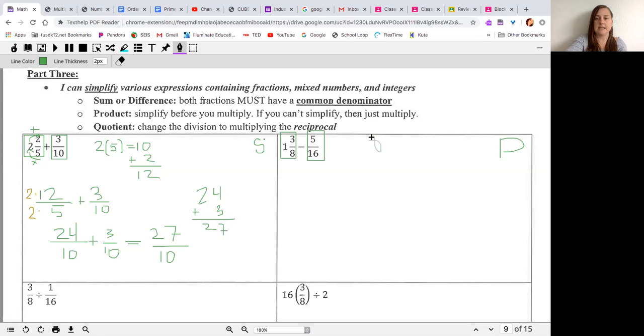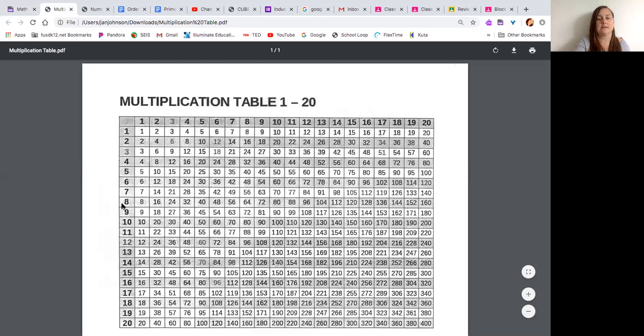So 8 times 1, then we add 3. 8 plus 3 is 11. The new numerator is 11 over 8 minus 5 over 16. So I'm looking at these different numbers, and the first thing I want to know is, can 8 go into 16? If so, what is that number? 8 times 2. 8 times 2 is 16.